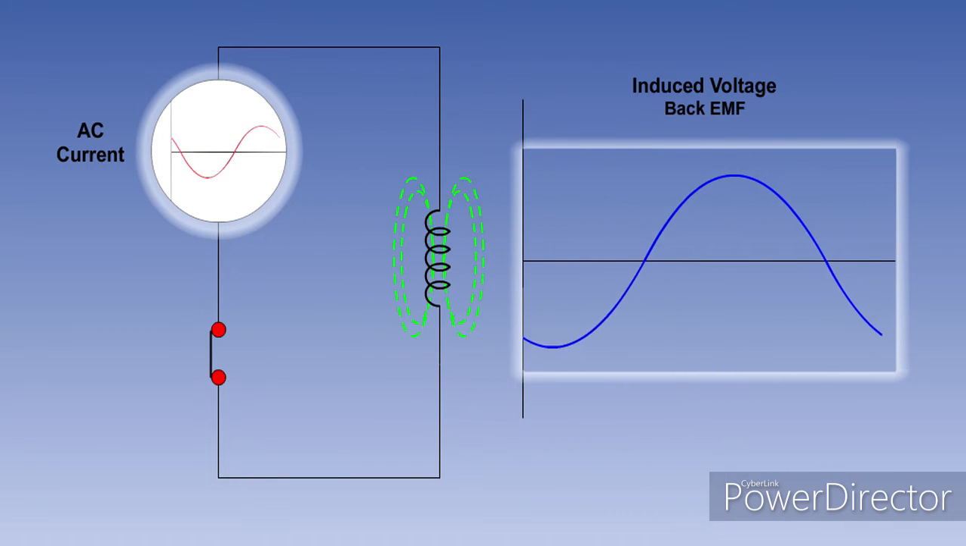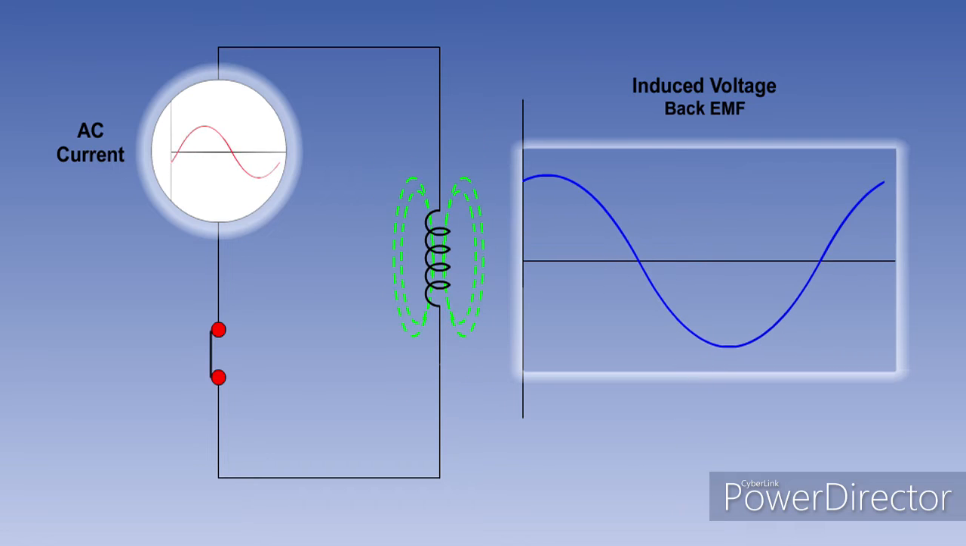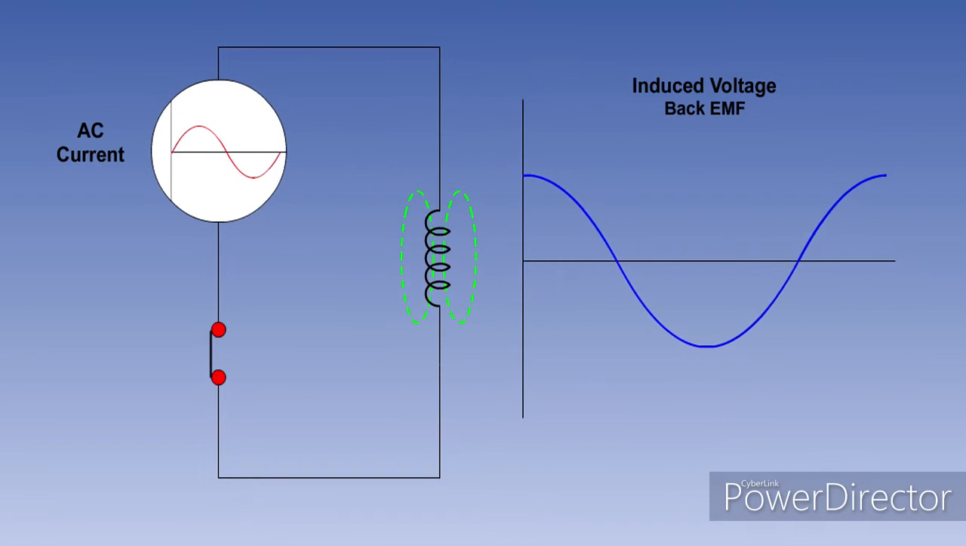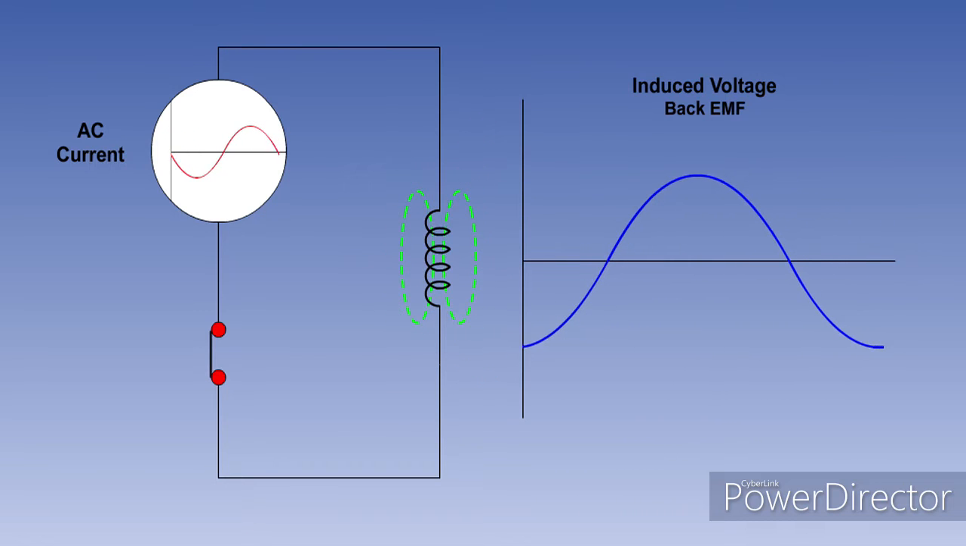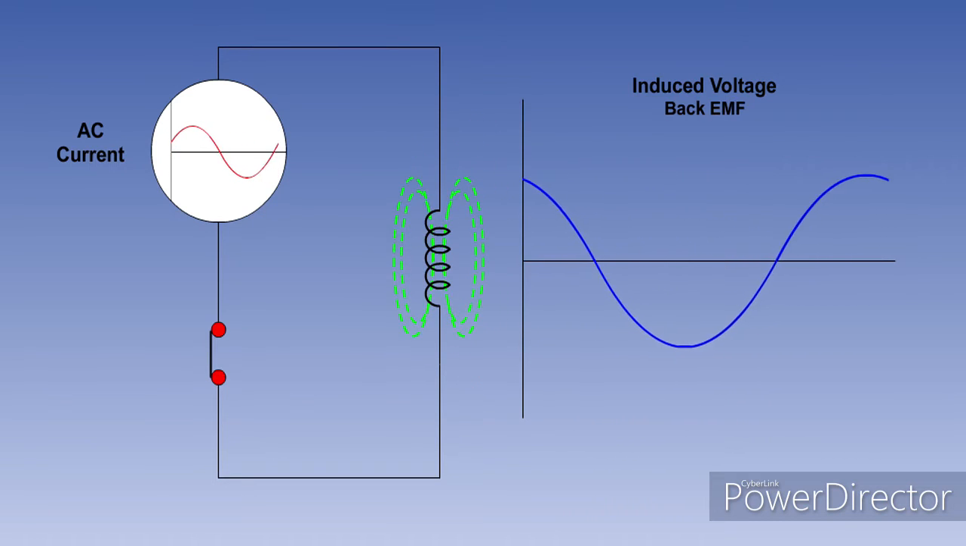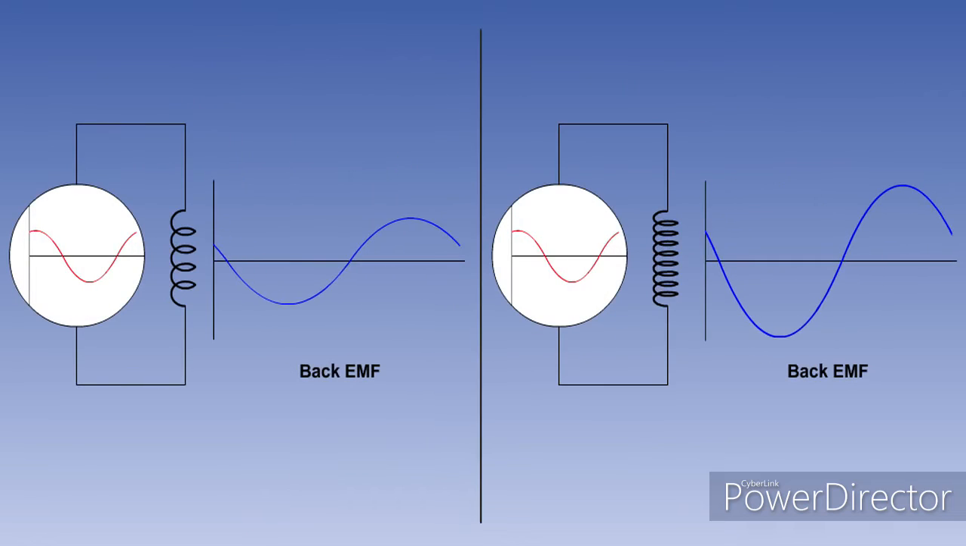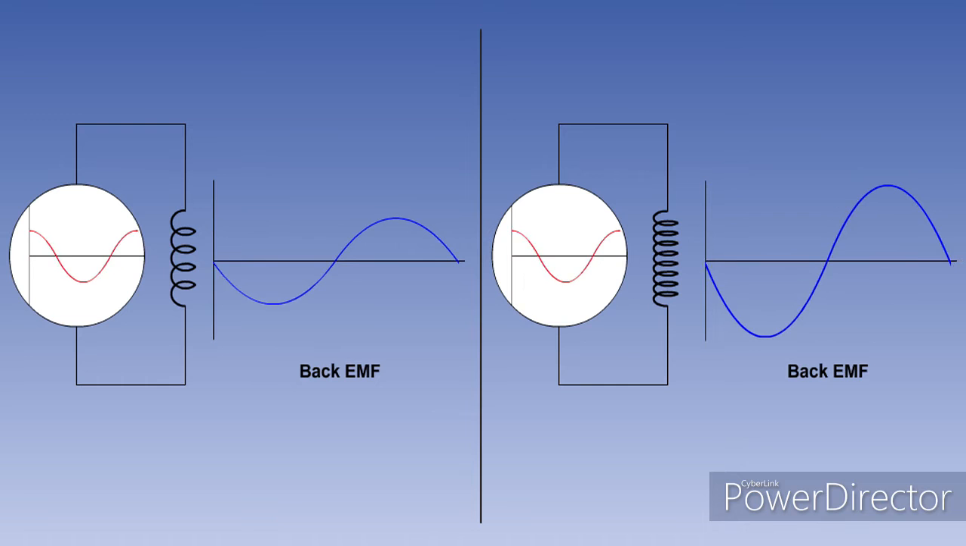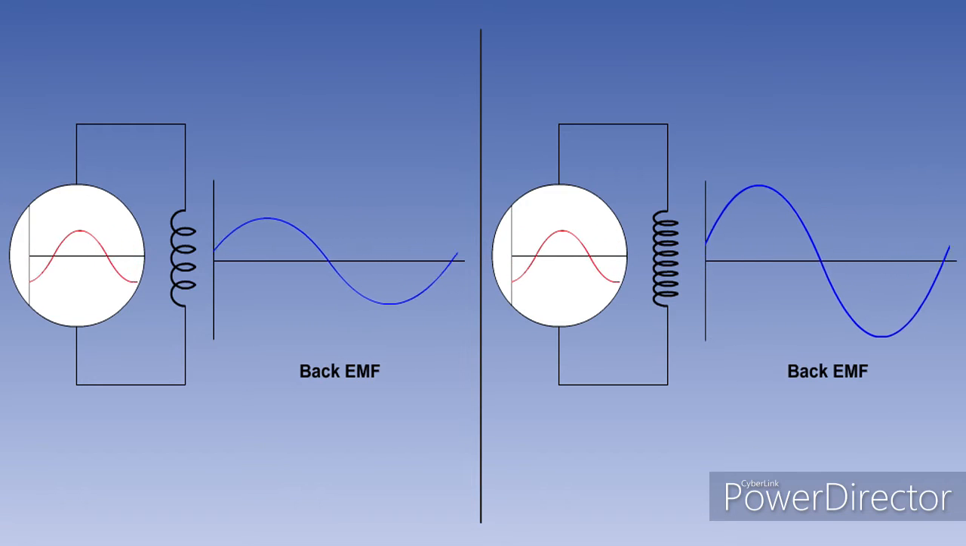The ability of a coil to produce a back EMF is known as inductance. There are a number of factors which can affect the magnitude of the induced voltage or back EMF. The more turns of wire there are in the coil, the stronger will be its magnetic field, producing a larger back EMF.